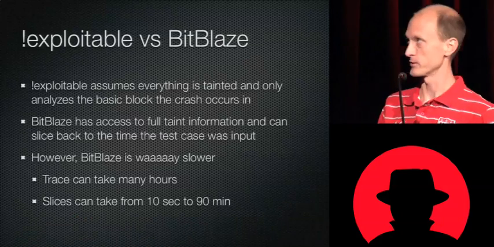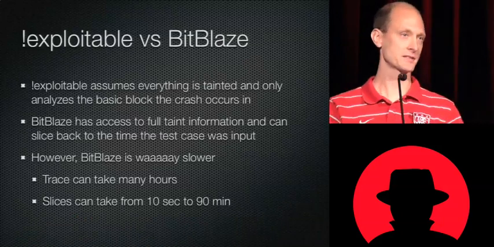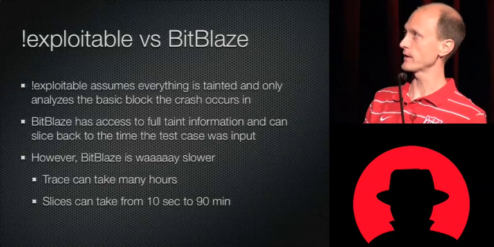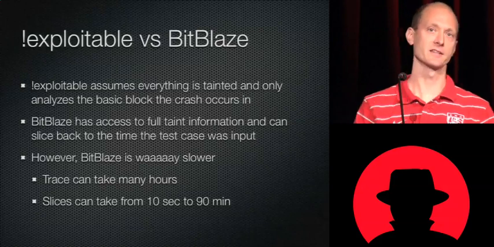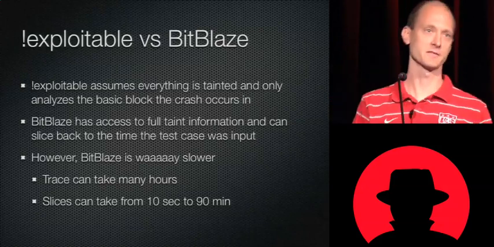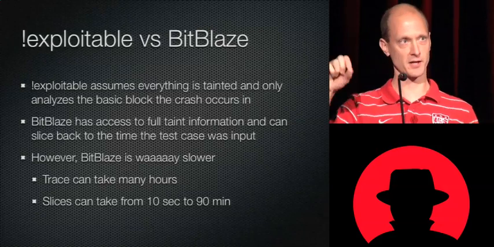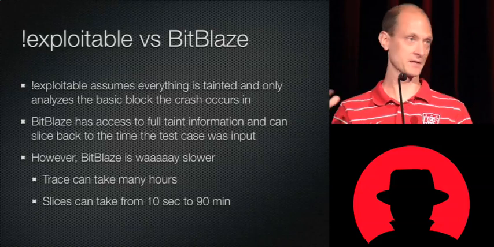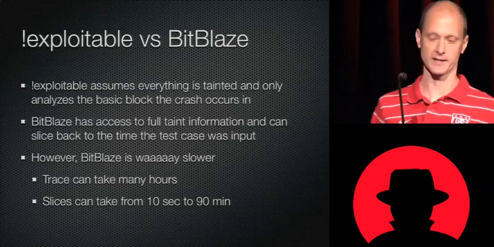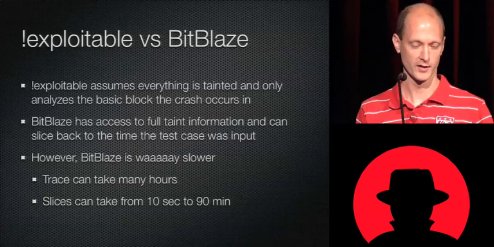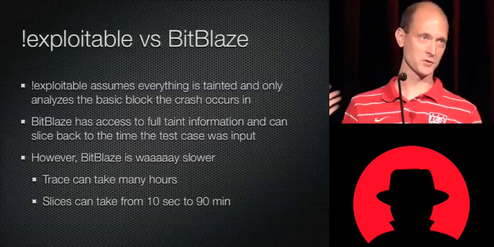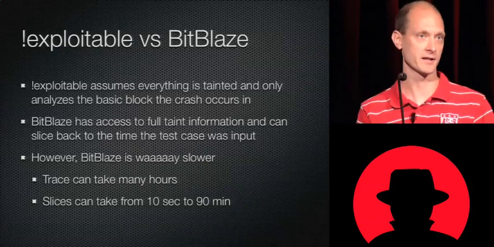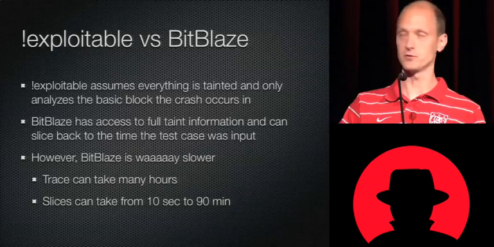So I mentioned !exploitable, so let's talk about what !exploitable does and what we can do with BitBlaze, which is more powerful. The way !exploitable works is, it doesn't have all this detailed tracing information. It basically only looks at the basic block where the crash occurs and does a little slice on that. And as far as taint goes, it assumes everything's tainted because it's like, well, it crashed, there must have been a problem. BitBlaze, on the other hand, has full taint information and full trace information. So it can slice beyond the basic block it's in to figure out where data came from, or at least you can have it do that.